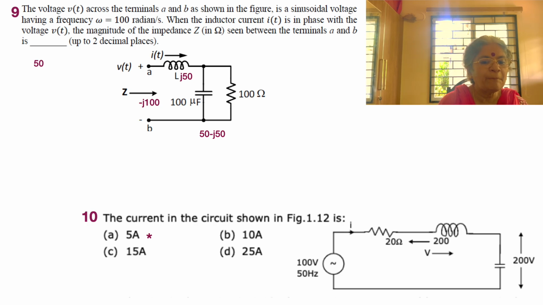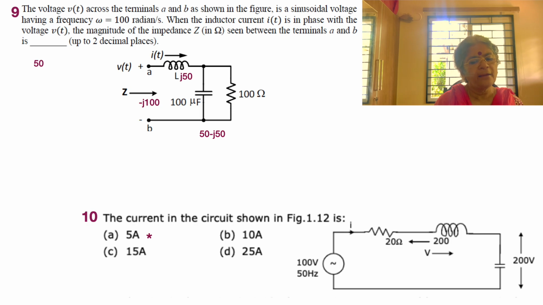Okay, so we have the voltage VT across the terminals A and B, as shown in the figure, is a sinusoidal voltage having a frequency omega. So once omega is there, we can compute the value of the reactance of the capacitor to see if 100 ohms is getting in parallel with it, minus J100. In that case, we can just simply write it as a series component with 50 and minus J50. I hope you remember these were things that we discussed right at the beginning, in the structure of the network.